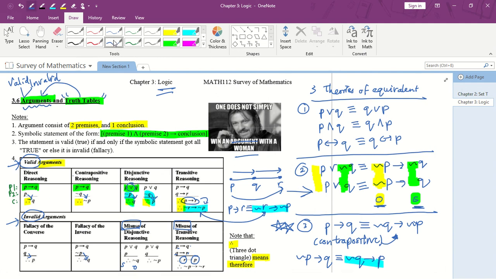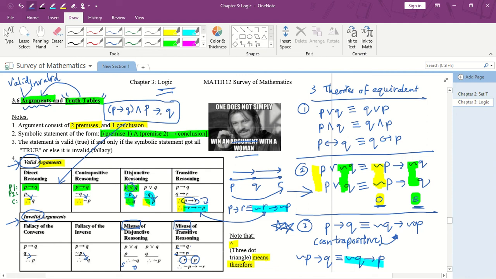So for example, let me take the first direct reasoning and write it down. Premise 1, P to Q, and premise 2 is P, then to conclusion, which is Q. And this is the symbolic form of my argument. Now if I create a truth table based on this one, and if all my answers are true, that means it is a valid argument.